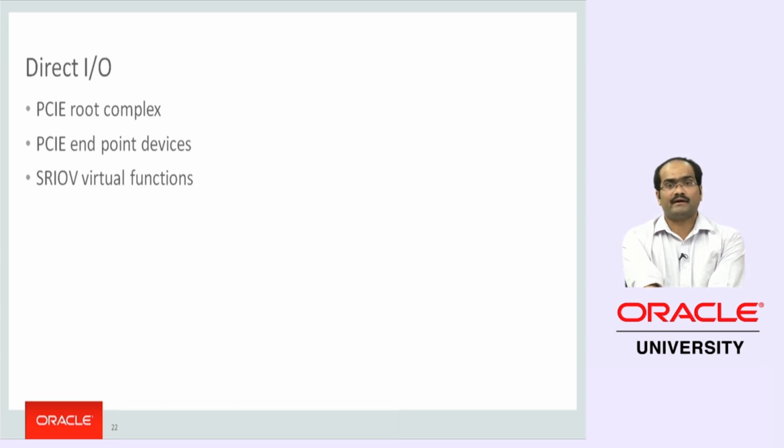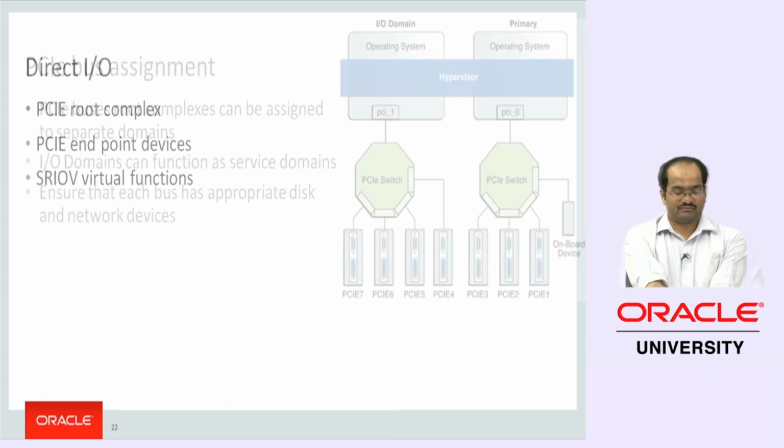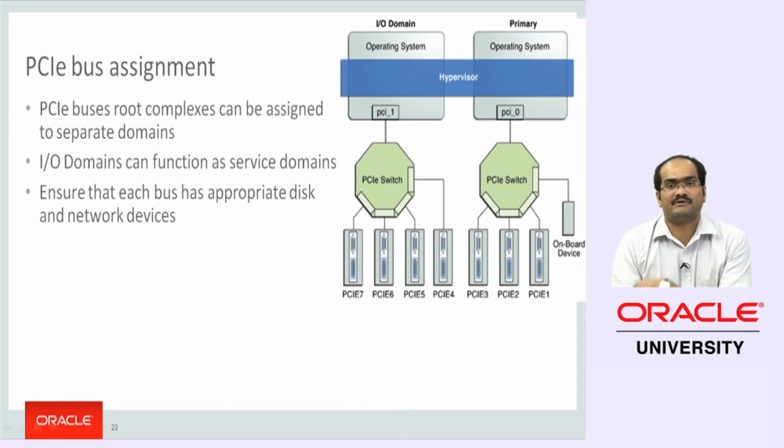The other option for I/O in the guest domains is direct I/O. You can provide direct I/O by assigning a complete PCIe root complex or any PCIe endpoint devices, or it could be SR-IOV virtual functions. If you look at the PCIe bus assignment, I have a machine with two PCIe root complexes, and I split them and assigned them to two domains in the machine.